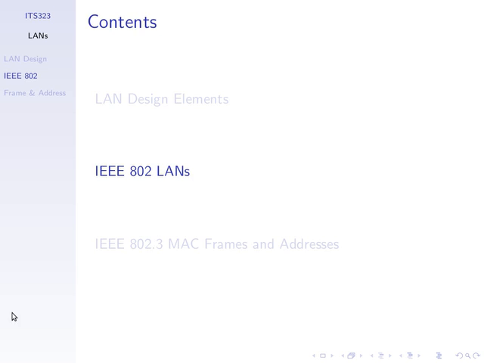And that's our basic, or maybe the most important design principles for LANs. Choose a topology, choose a medium. If you have a shared medium, choose medium access control. And there are different selections you can make.